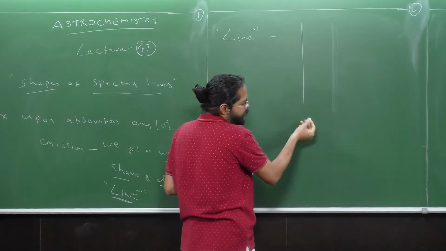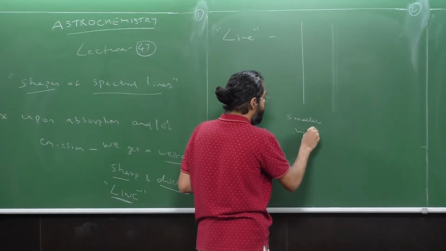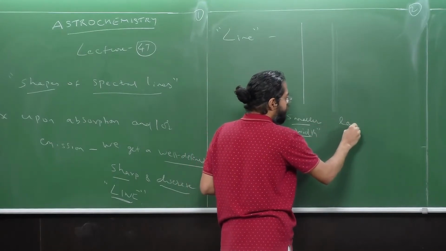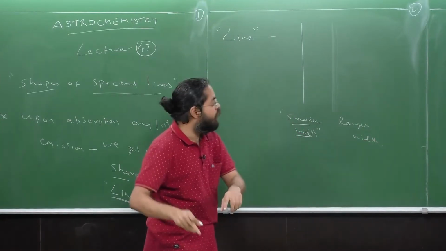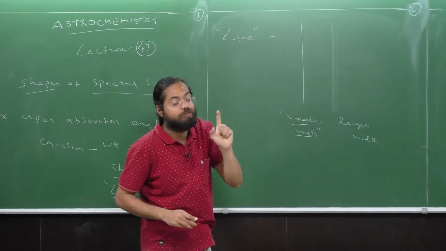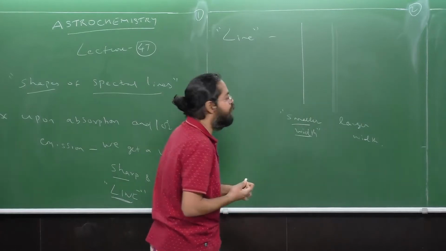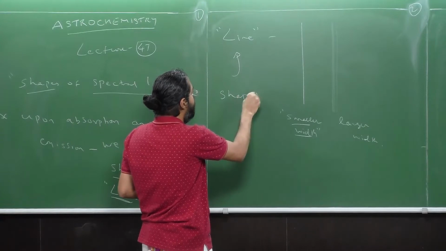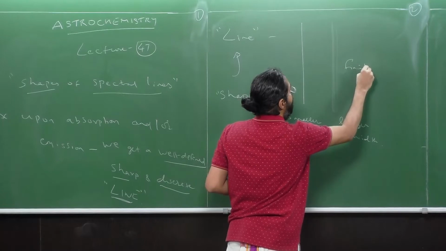This is a line with much smaller width, and this is a line with some larger width. So the spectral line that I'm talking about has some finite width, and this width is also of consequence, as we shall see, and that is what is meant by the shape of a line. So when I talk about the shape of a spectral line, I'm talking about its finite width.